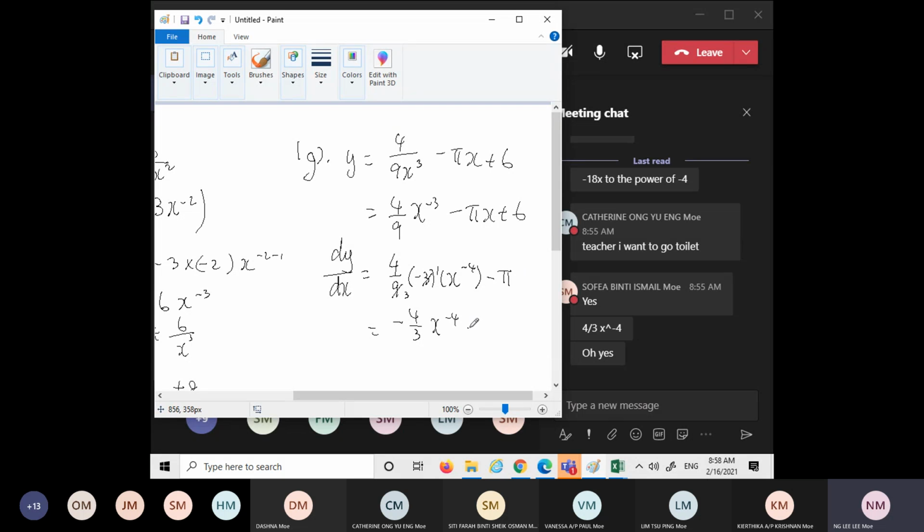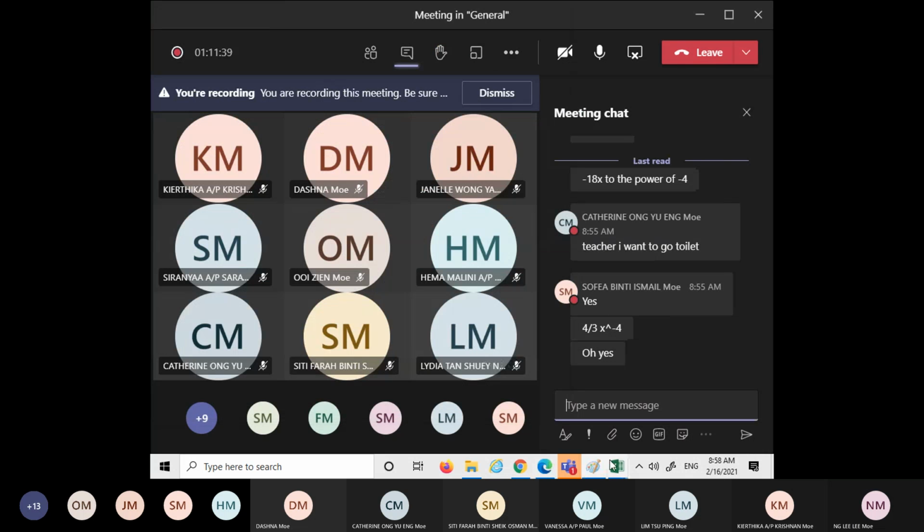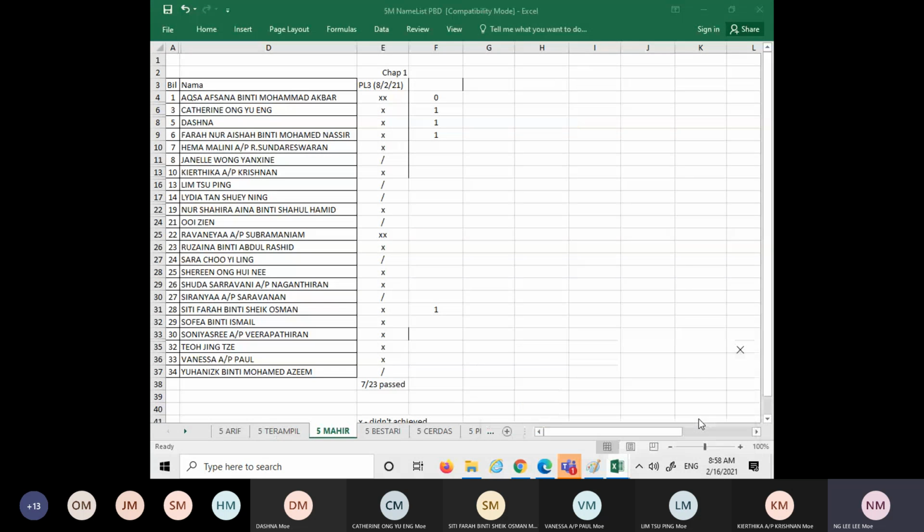So this one continue. This one I rewrite in fraction form. So this is the answer. I have to remember to give Sophia 1 mark. Okay, Sophia 1 mark.